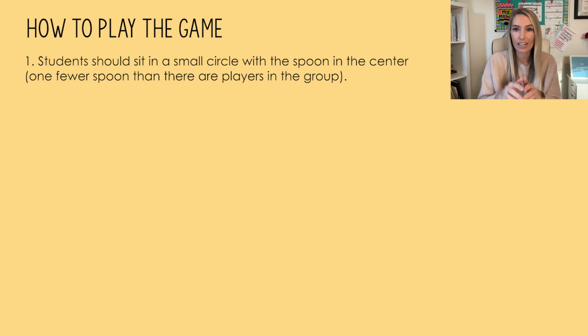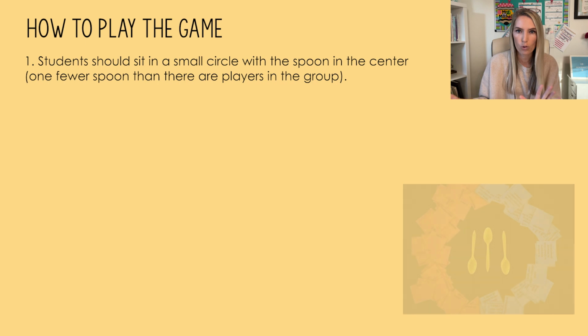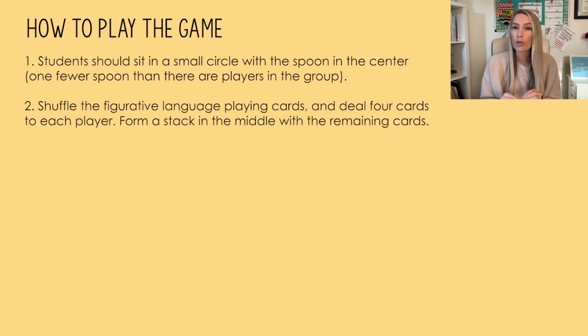All right, let's talk about how to play the game. The students will sit in a small circle with the spoons in the center. You'll have one fewer spoon than there are players in the group. You can also use markers or whatever you have on hand in place of spoons. If you don't have spoons, it's totally fine. Then you'll shuffle the playing cards and deal 4 cards to each player. Then you'll form a stack in the middle with the remaining cards.